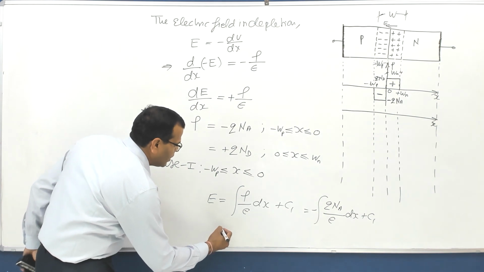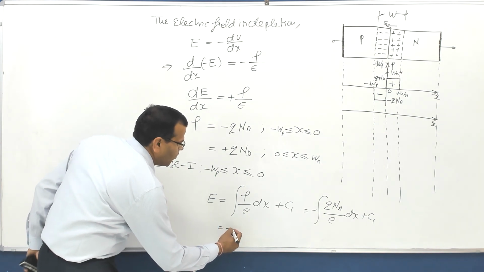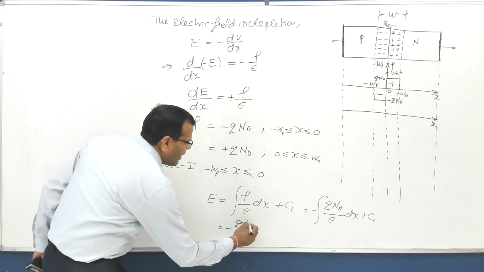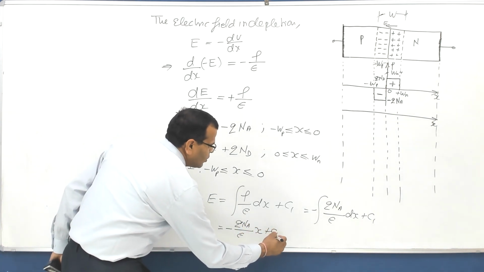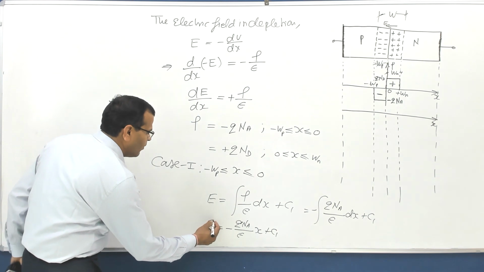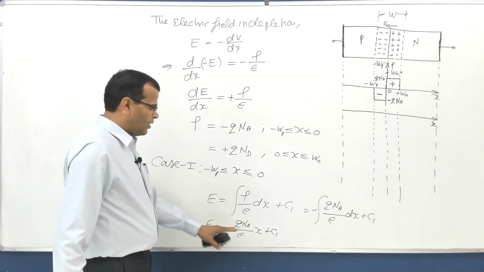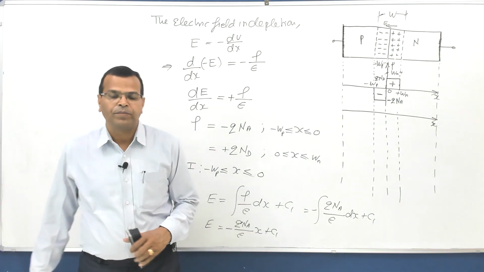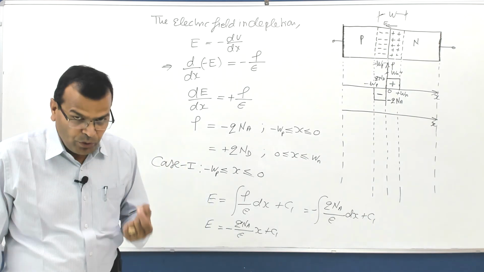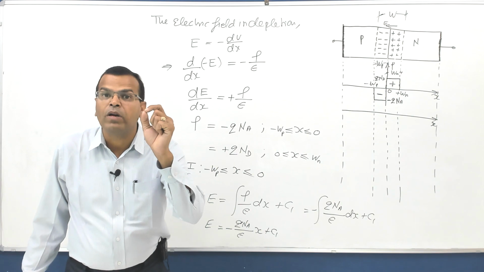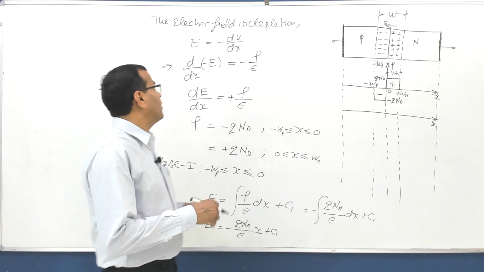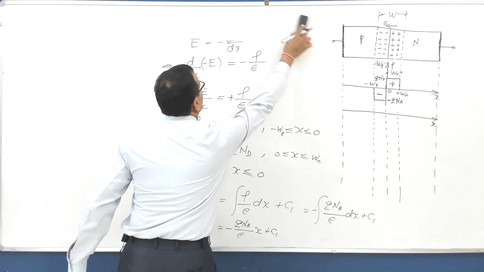So this gives, this is equal to minus Q N A by epsilon into x plus a constant of integration. Now I have to find what? C1. And remember, whenever you do integration, that constant of integration can be obtained by applying the boundary conditions. What are those boundary conditions? Let us see.